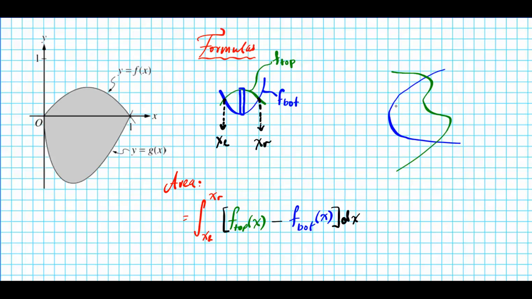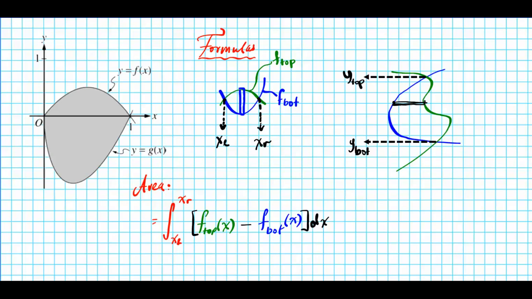In this kind of configuration, you are going to orient your slices horizontally. So what we're going to do is cut up this area into infinitely narrow rectangles that are oriented horizontally. In this case, instead of going x left to x right, we're going to be going from the bottom to the top. We're going to be using y bottom to y top. That will be our limits of integration.